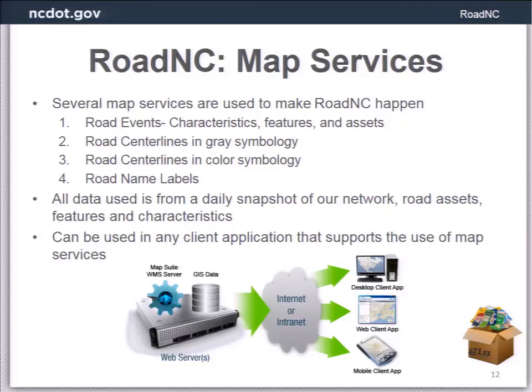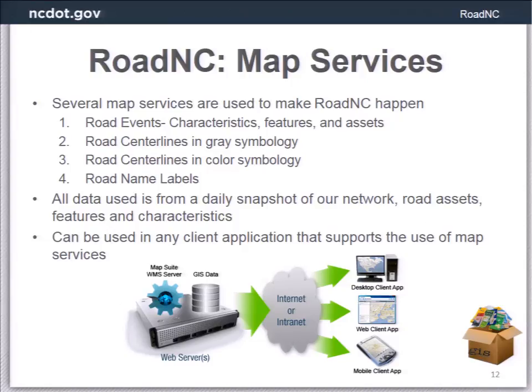The reason we're using gray symbology there is if you're analyzing the events that are symbolized with color, it makes it easier to see them. And then we have road centerlines and color symbology if you're wanting to analyze the routes themselves. And then we have road name labels. All this data is used from a daily snapshot of our network, road assets, features, and characteristics. So this is almost live data.